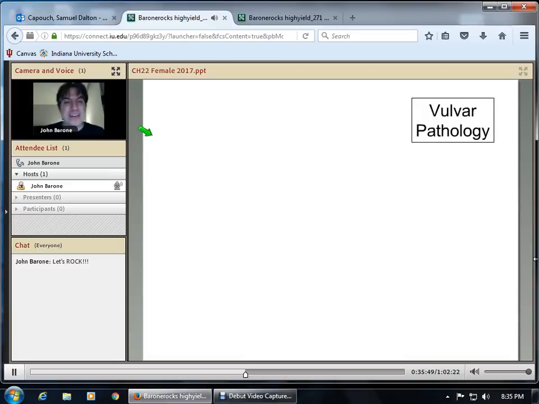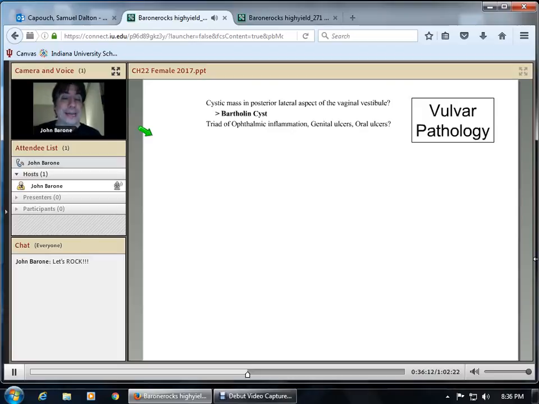Cool, love it. All right, now let's do some vulvar recall. Let's see if you remember all these vulvar lesions real quick. We just did it, so it should be easy. What was the cystic mass that can occur in the posterior lateral aspect of the vaginal vestibule? Can be painful, can get inflamed. Well, that's called a Bartholin gland cyst. And again, it can become an abscess. You'll have to drain it.